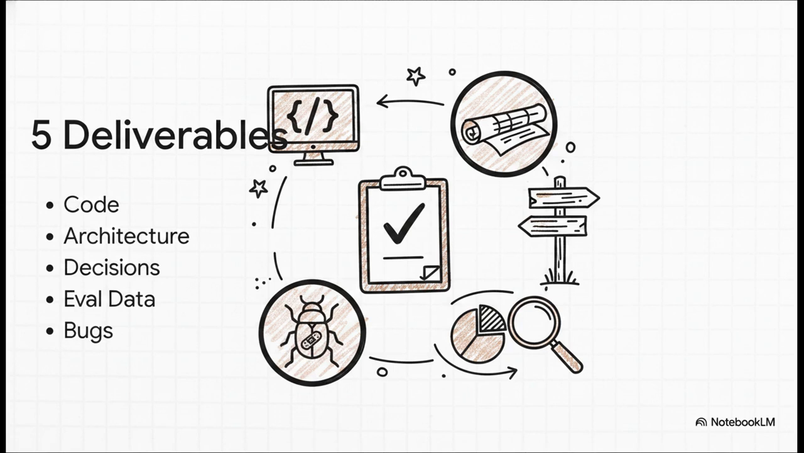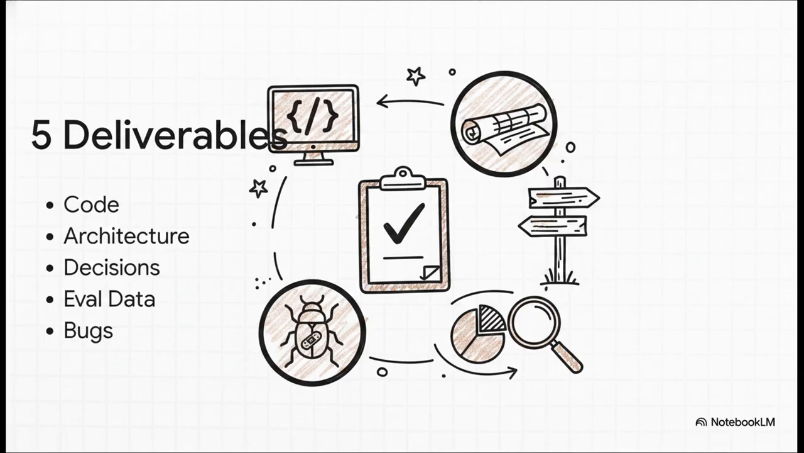Now, to actually pass this challenge, it's not just about pushing your code to GitHub. You have to produce 5 very specific artifacts. Yes, working code is on the list, but you also need a 1 to 2 page architecture document, a log of your significant decisions, concrete evaluation data, and, this is huge, a broken edges log detailing your failure modes.